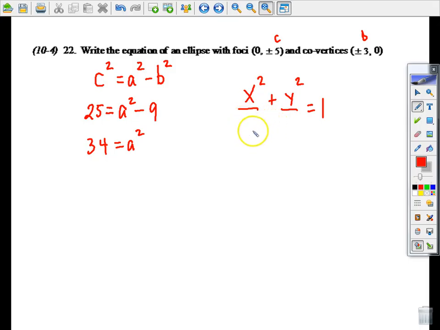So what does change is the location of A squared and B squared based on which is the major axis. And I notice that the foci are on the Y axis. And I also know that foci are on the major axis. So that means underneath Y squared, since Y is major, I'm going to place A squared, which is always the bigger denominator. And B squared, the smaller denominator, will go underneath X squared. So that is my answer for number 22.